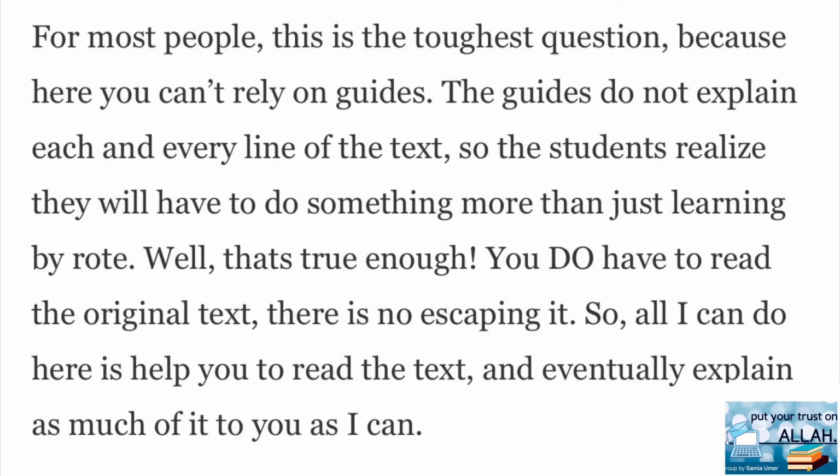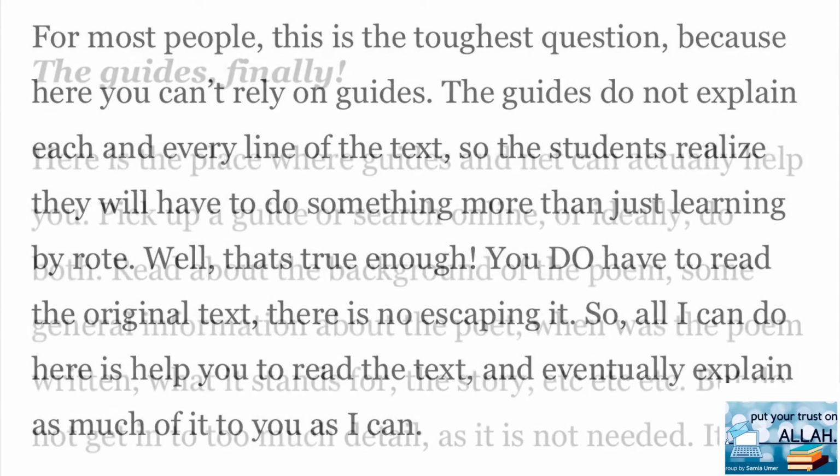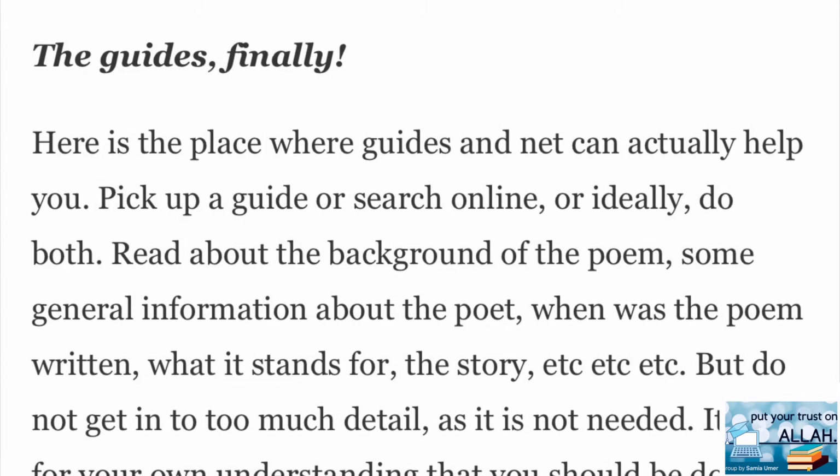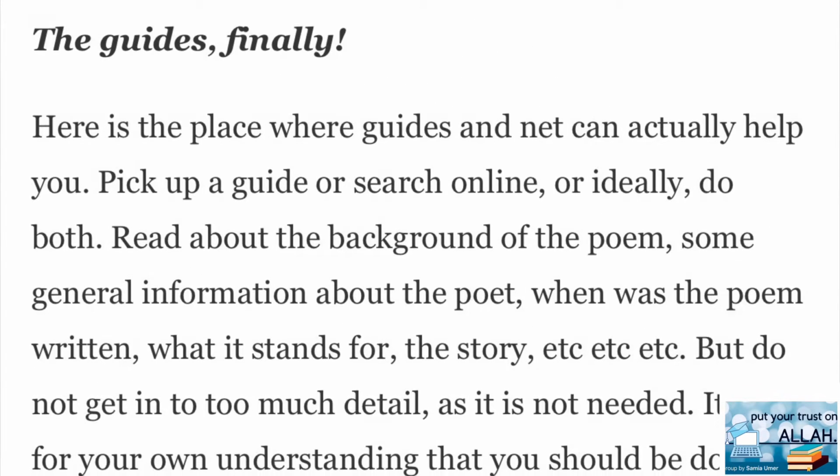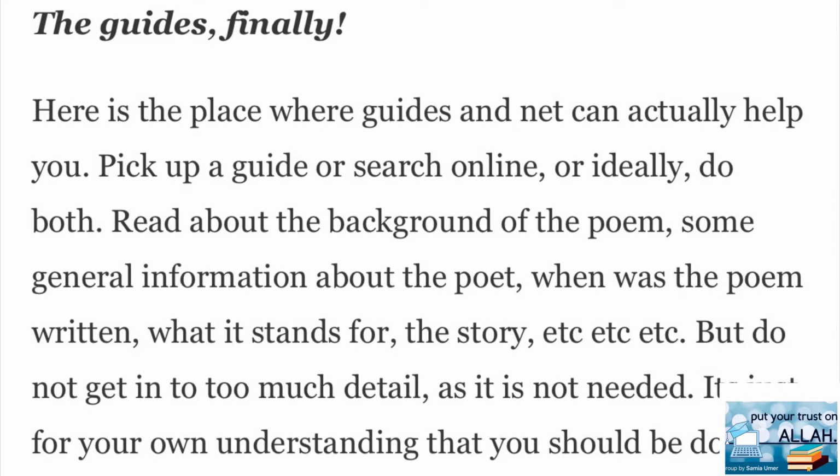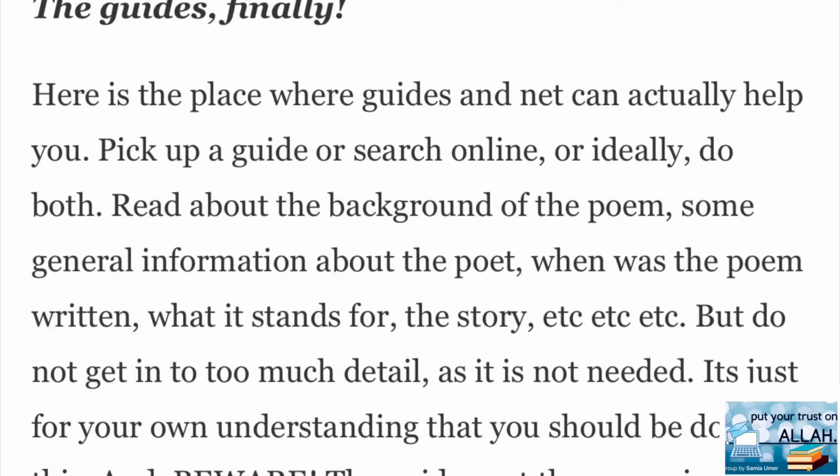So all I can do here is to help you read the text and eventually explain as much of it as I can. Next is how to set up all this. The guides, finally. Here is a place where guides and the net can actually help you. Pick up a guide or search online, or ideally do both.